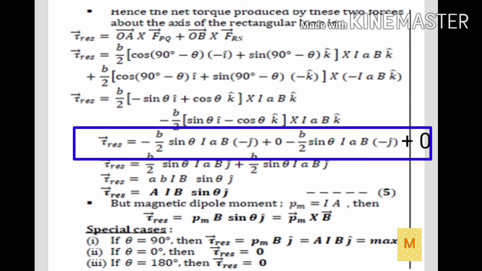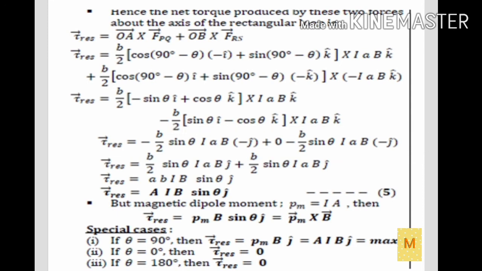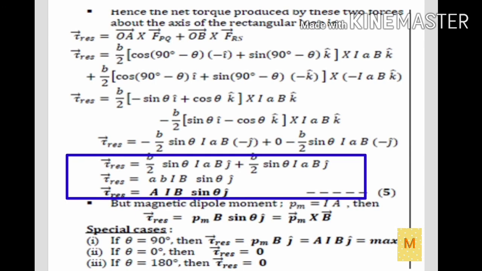IAB into minus j cap plus 0 minus b by 2 sin theta IAB into minus j cap plus 0. Hence the equation becomes b by 2 sin theta IAB into j cap plus b by 2 sin theta IAB into j cap, which is equal to ab IAB sin theta j cap. Here small a into b is replaced as capital A, which denotes the area of the current loop. So the equation becomes tau resultant vector is equal to AIB sin theta j cap.